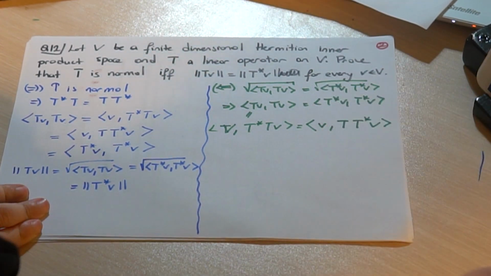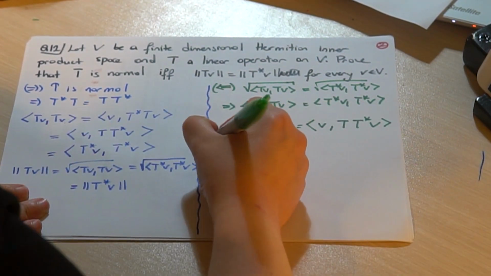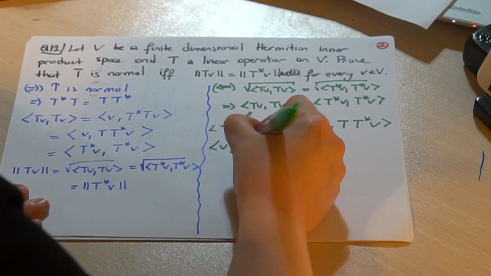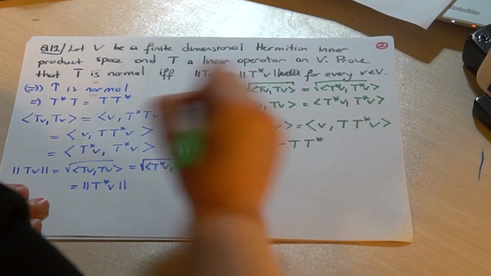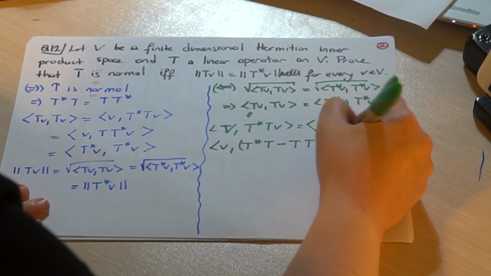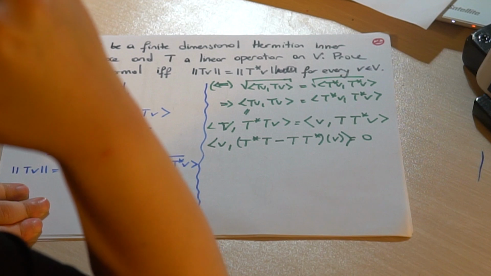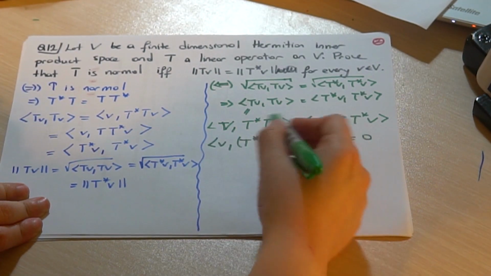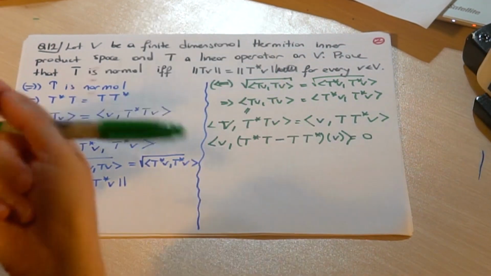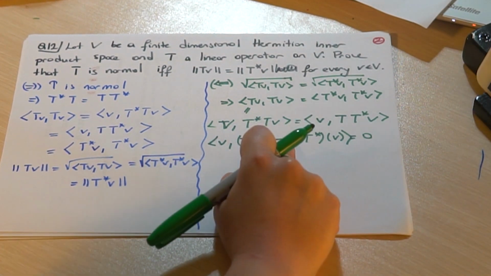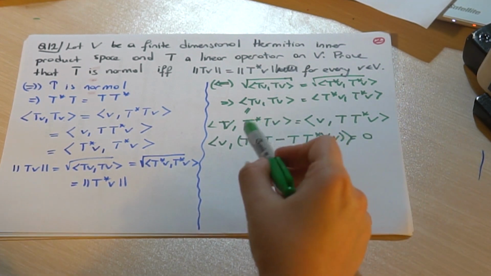This is T because the adjoint of T adjoint is equal to T. So if this is equal to 0, we will have ⟨v, (T adjoint T minus T T adjoint) v⟩ is equal to 0. But we need to show whether this operator is equal to 0 or not. Maybe they are orthogonal to each other. It doesn't mean that one of them must be 0. So we need to show that this operator is equal to 0.